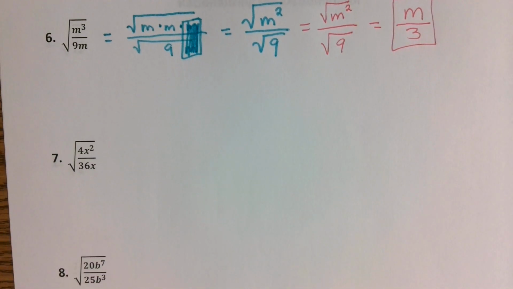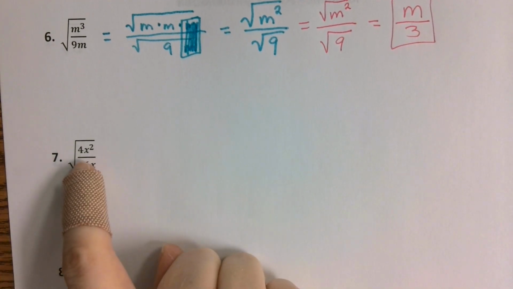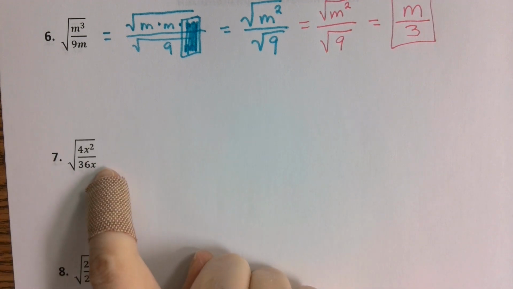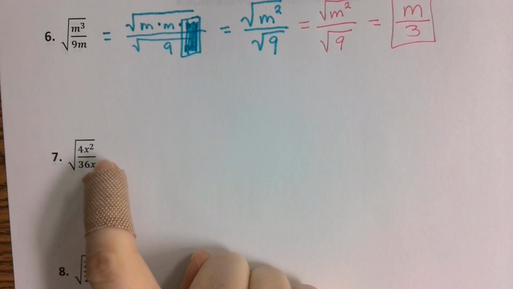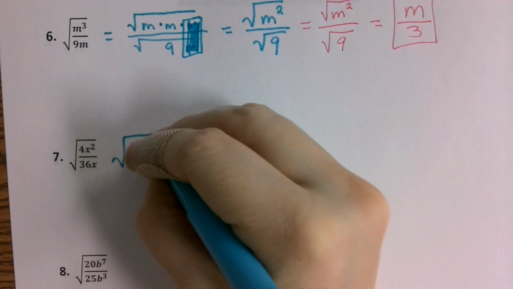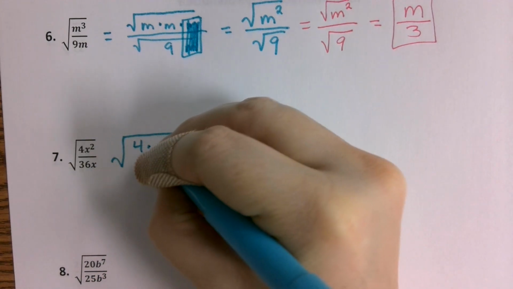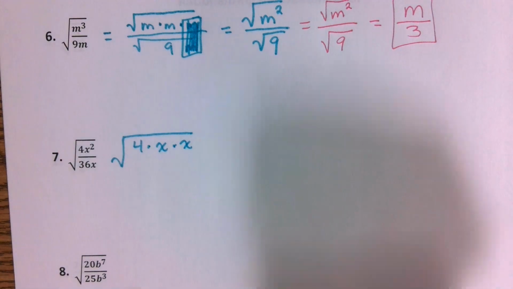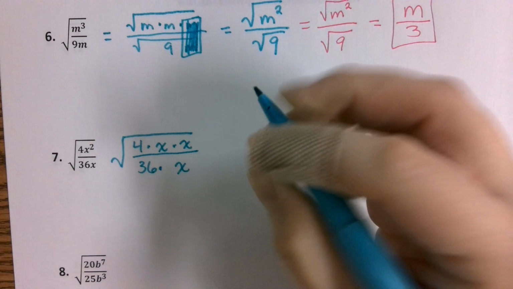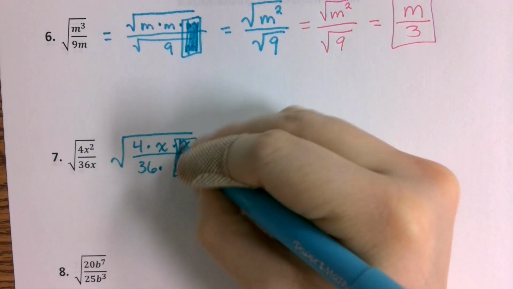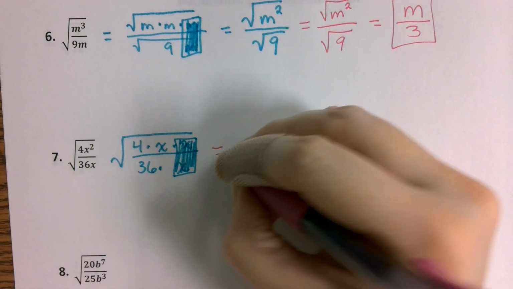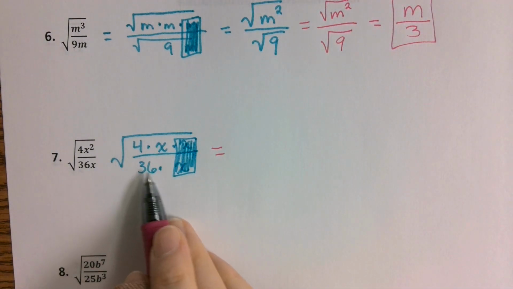Okay. For problem number 7, we have 4x to the second over 36x. Again, we have a single value of x on the bottom. We cannot have that single value of x on the bottom. So if we were to look at this, we could say it's 4 times x over 36 times x. These single values of x's here can be canceled out. And now we would be left with 4x on the top and 36 on the bottom.